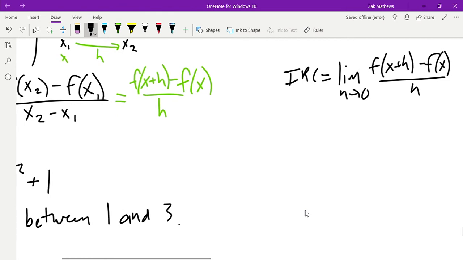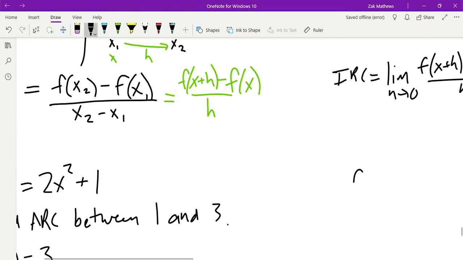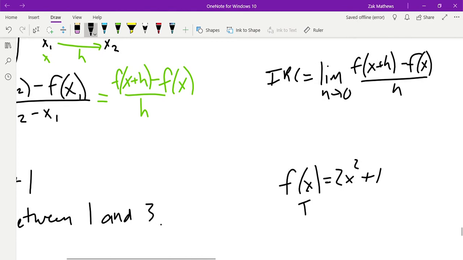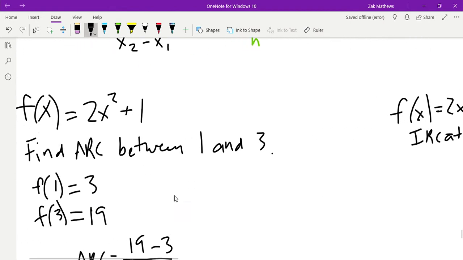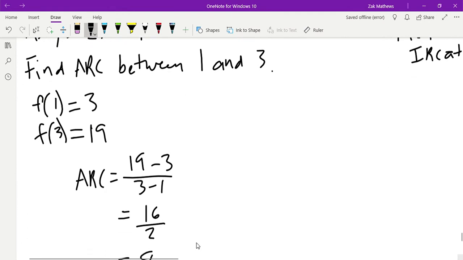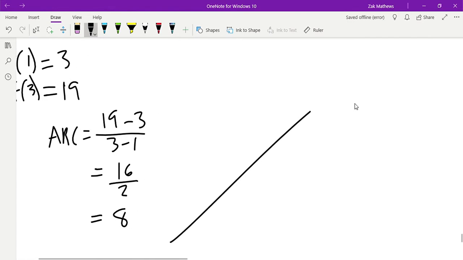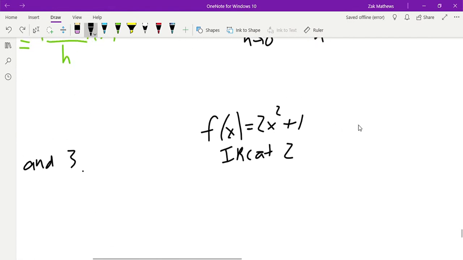So let's take the same problem we did just a second ago. We had f of x is equal to 2x squared plus 1. And this time I'm going to find the instantaneous rate of change at 2. Now it might be pretty close to what we found the average between 1 and 3 is. It might be pretty close to 8. It might not be exactly the same. We'll find out in just a second.